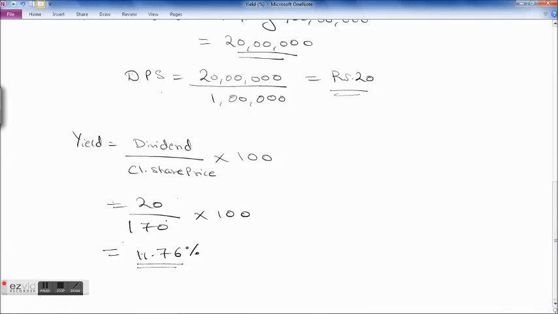Closing share price is an expectation of the shareholders, and dividend is the actual income or return which is given by the company to its shareholders. So we are calculating the yield on the basis of this dividend upon closing share price into 100. Okay, so that's all about yield.